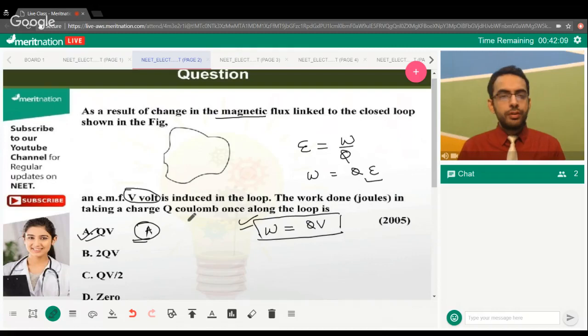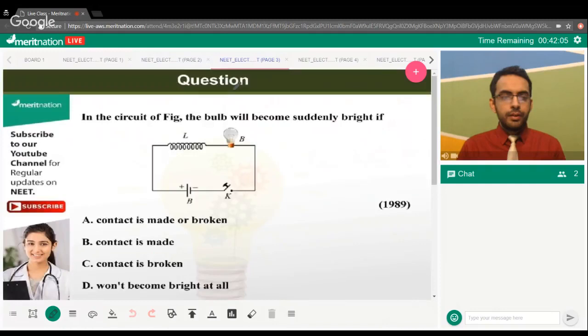Let's move forward to the next question. Yes, what is the question? Let us read the question first. In the circuit shown in the figure, the bulb will become suddenly bright if contact is made, contact is broken, or won't become bright at all. So if you observe this, here we have an inductor.